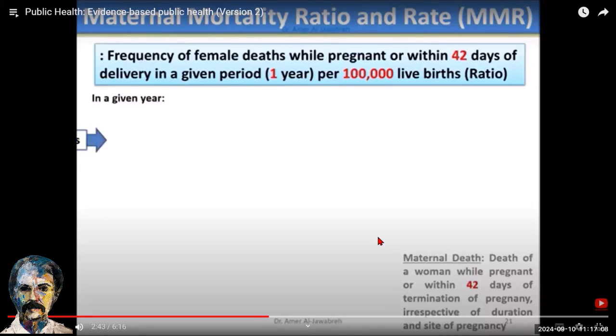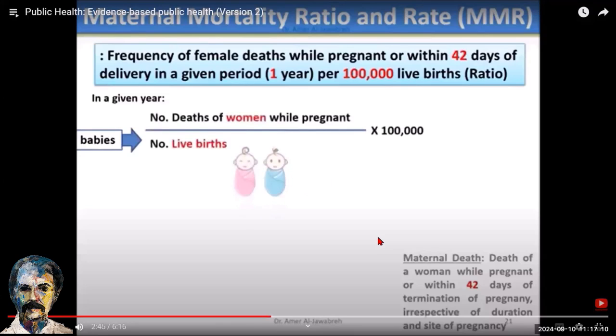Let's have a look. In a given year, the number of deaths of women during pregnancy over live births, babies. This is why we call this a ratio. Why? Because you have the numerator up, women. You have the denominator down, babies. Two different categories.